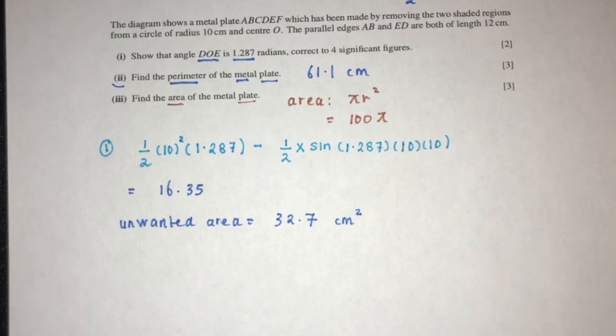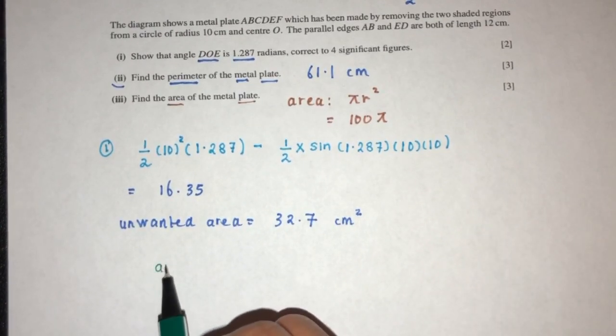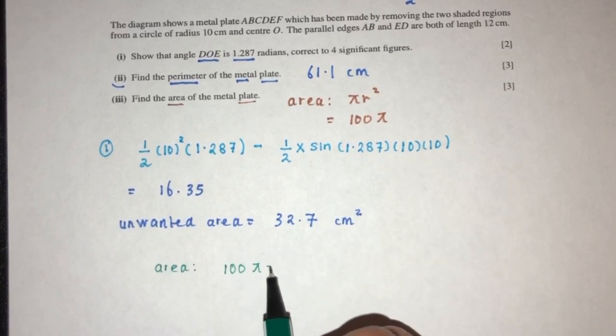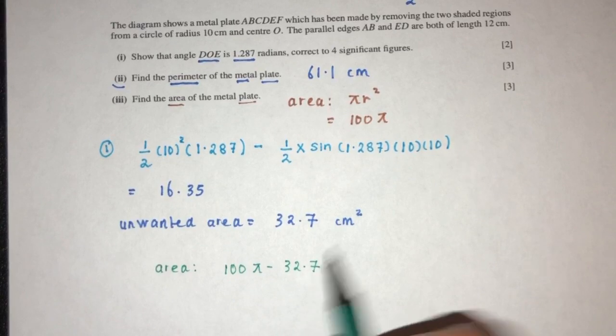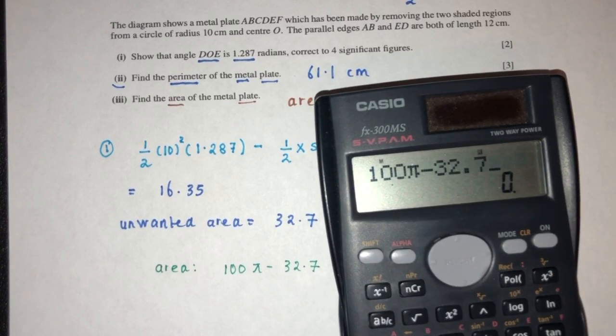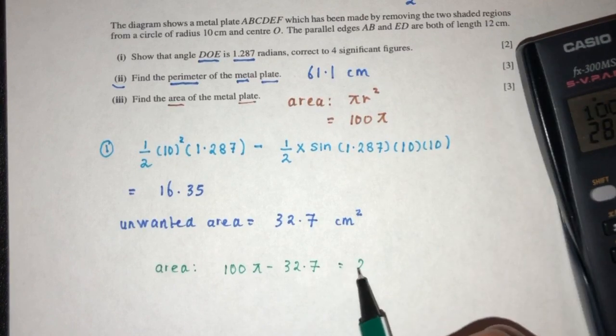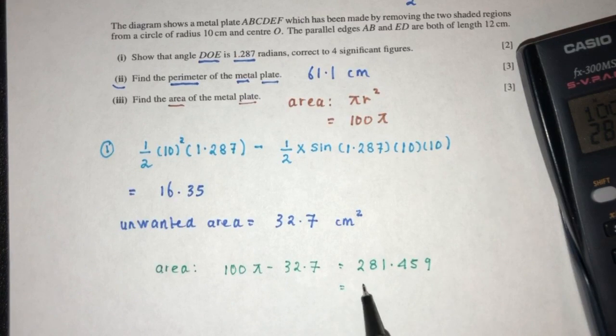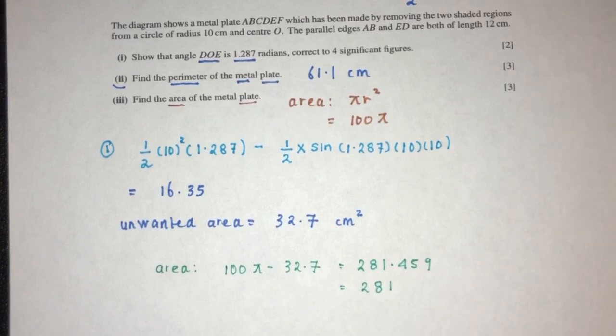Okay, so finally, to find the area that we want, which is the area of the metal plate, it is the whole thing minus 32.7. 281.459. That will be 281, correct to 3SF. 0.0 if you want to. We have to write centimeters square.